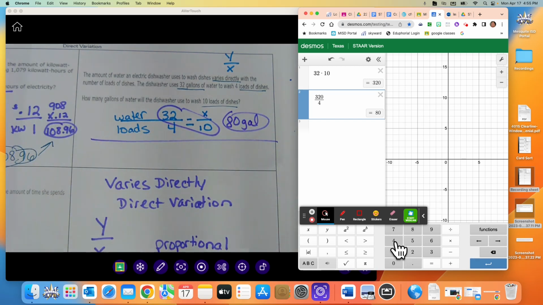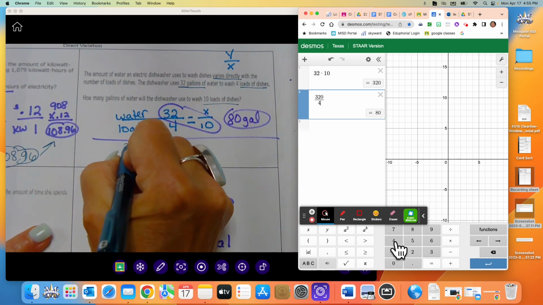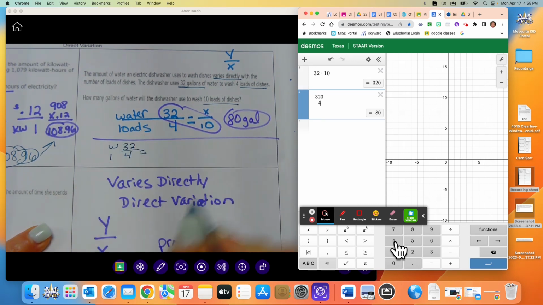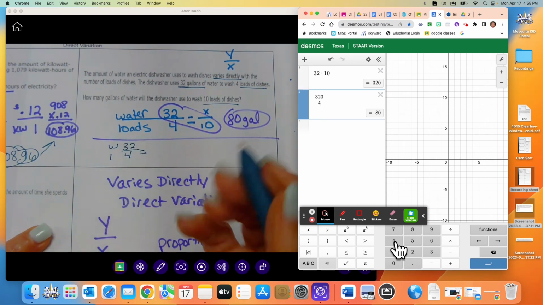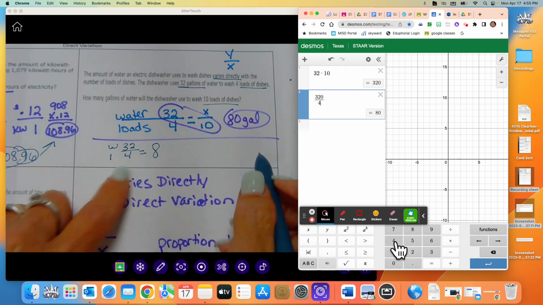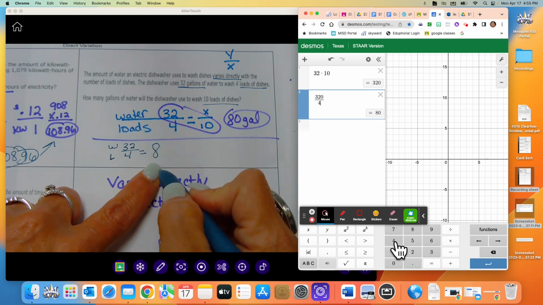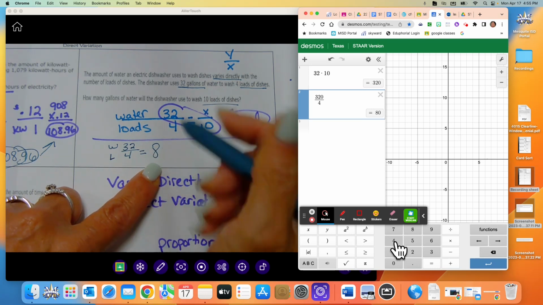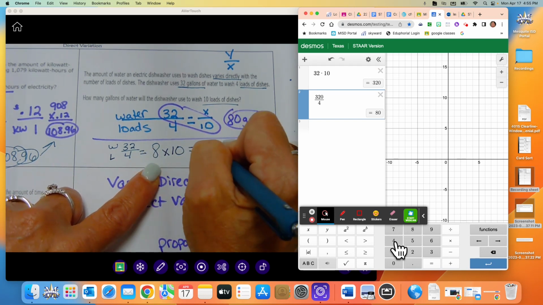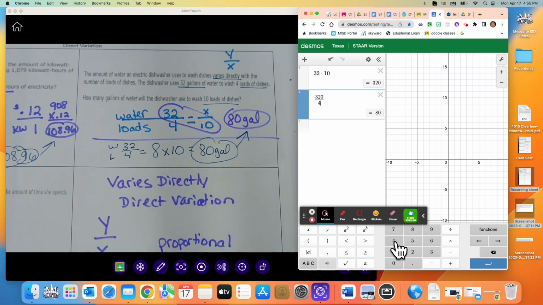Now we're going to put y over x and we're going to divide. So we have 32 gallons of water over 4 loads. So I'm going to do 32 divided by 4 is 8. Okay, so it's 8 gallons of water for 1 load. If I want to know how much it is for 10 loads, then I'm going to multiply 8 times 10 and I get 80 gallons. Again, if you notice, I got the same answer.